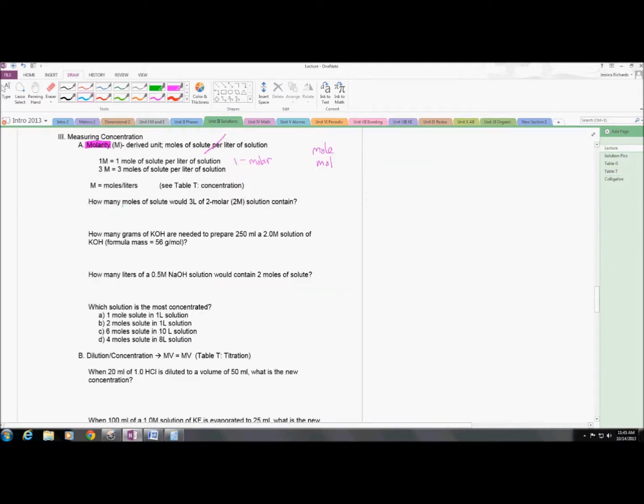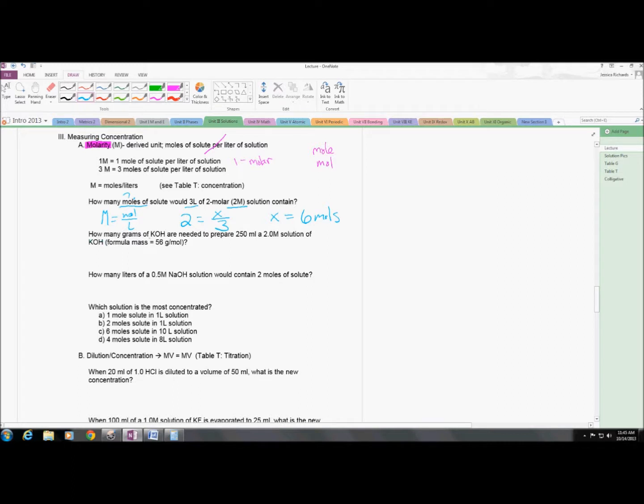So the question says, how many moles of solute would 3 liters of a 2 molar solution contain? You just have to plug the numbers in. 2 molar equals X over 3 liters. Don't even need our calculator. X is 6 moles. Sometimes your concentration questions are just that easy.